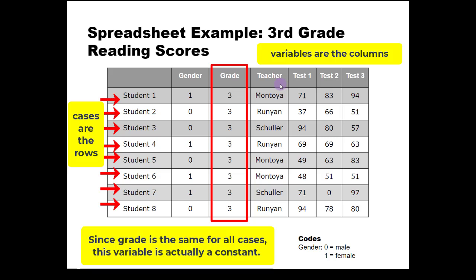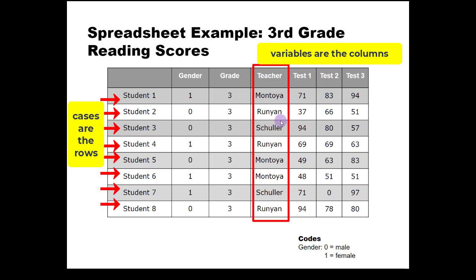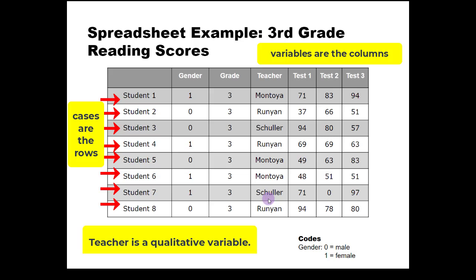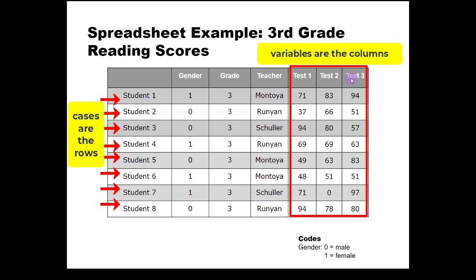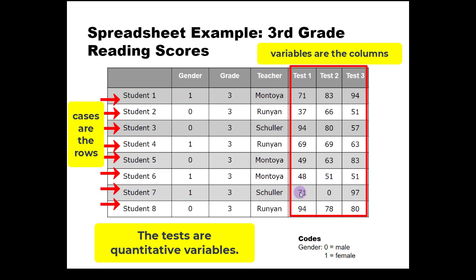The next variable is teacher. The students in the study might have one of 3 possible teachers as their reading teacher. The teacher variable is also qualitative because it describes a characteristic. It describes that person's name. Test 1, 2, and 3 describe a quantity, so they are quantitative variables. In this case, it describes how many points a student obtained in each one of those tests. So it measures the amount of points.